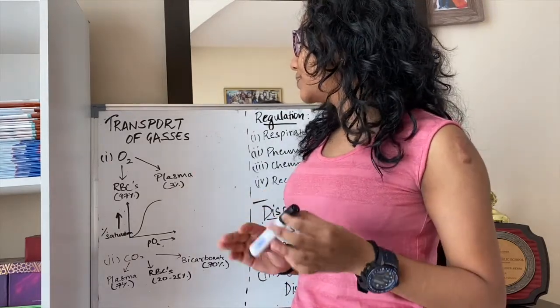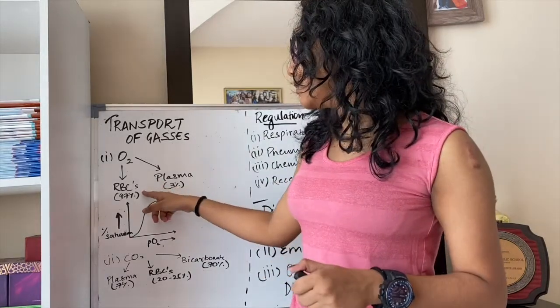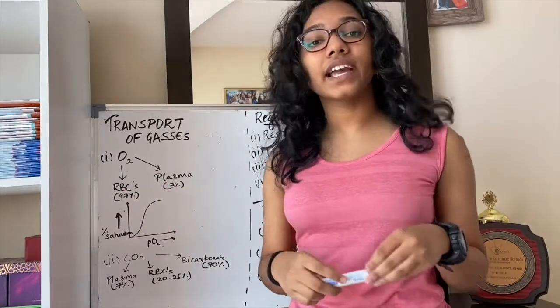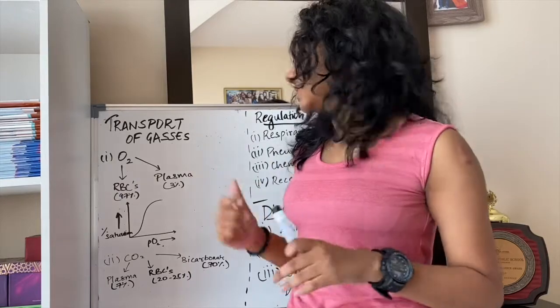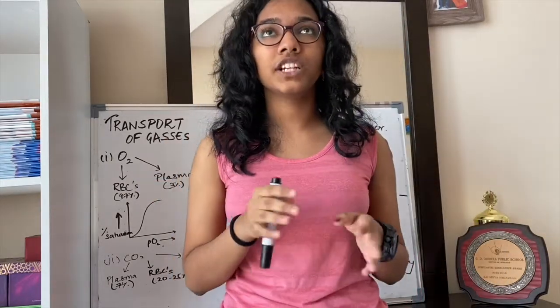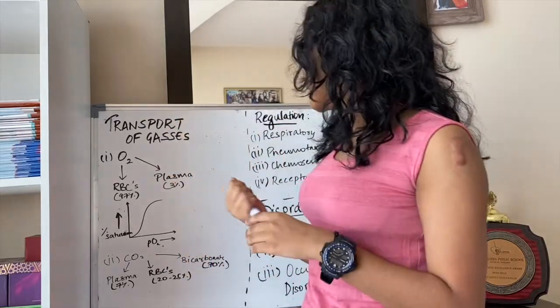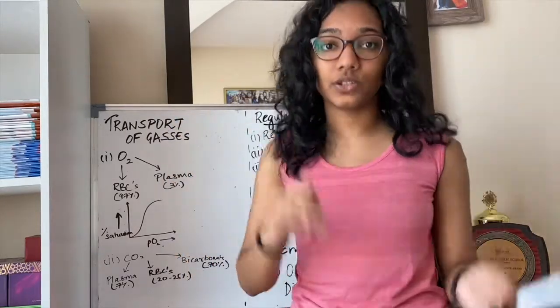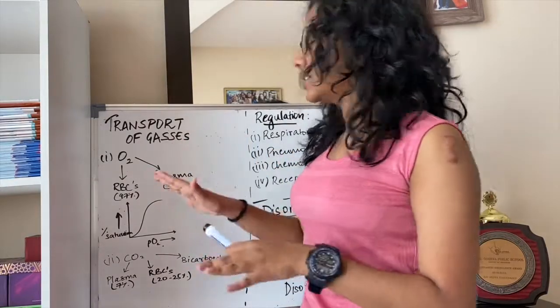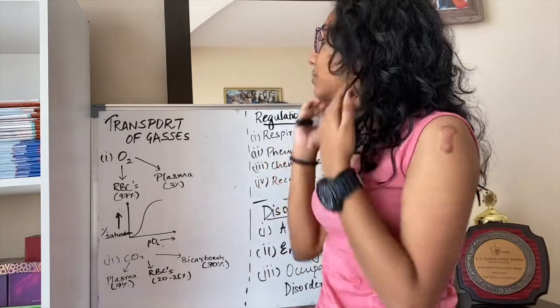Oxygen is transported mainly in two forms. One is as oxyhemoglobin via the RBCs, and the second one is in a dissolved form in the plasma. The second one is just 3% of it. Almost 3% of oxygen which is diffused across the membrane is transported via the plasma when it's already dissolved in it. But the other, almost 97% of it, is transported as oxyhemoglobin.